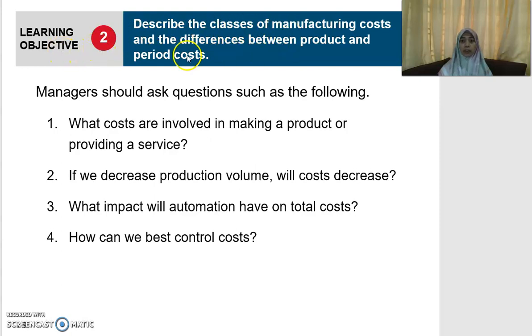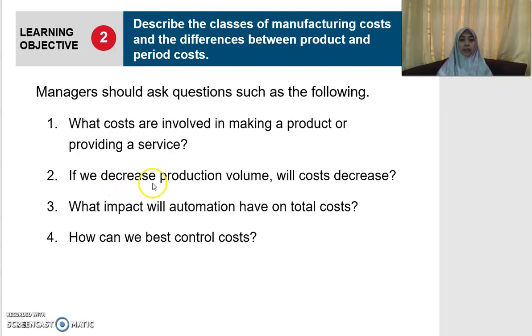Next we look into learning objective 2. Describe the classes of manufacturing costs and the differences between product and period costs. Managers should ask questions such as the following. What costs are involved in making a product or providing a service? If you are a manufacturer or a service provider, you need to know what costs are involved.